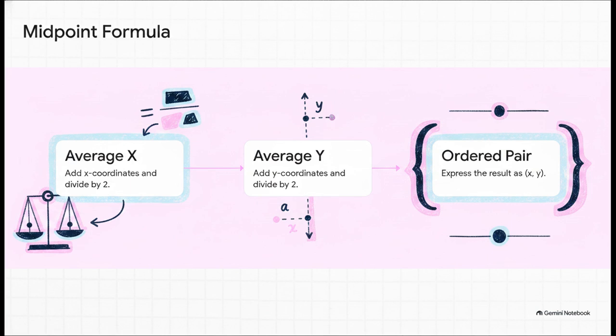Step 2, you take the 2 y-coordinates, add them together, and divide by 2. Now you're finding the average vertical location. Step 3, you just take those 2 results and put them back into an ordered pair with parentheses. That new pair of coordinates, that's your exact halfway point. You are quite literally just finding the middle ground between 2 extremes.